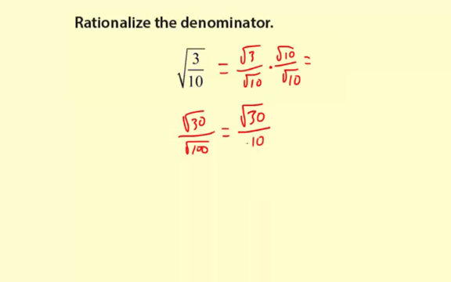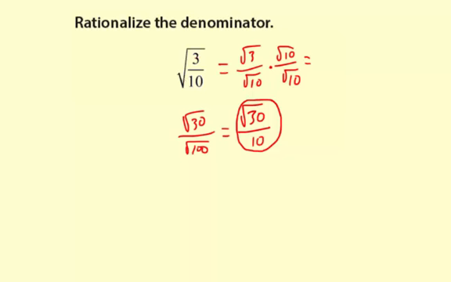Okay, so this is now rationalized because the denominator is a rational number. And typically when we say rationalize, we want the denominator to be an integer, preferably a positive integer. Okay, so let me just go through this process again.